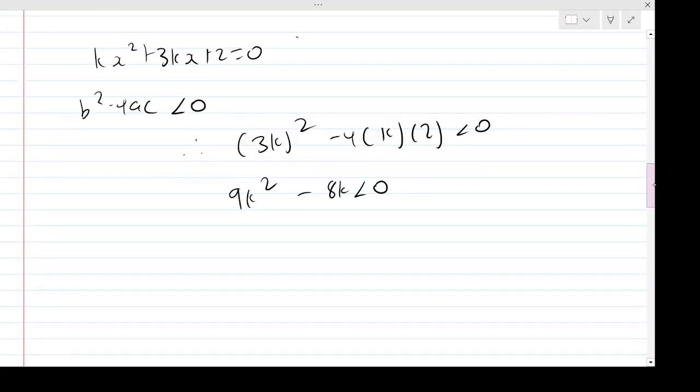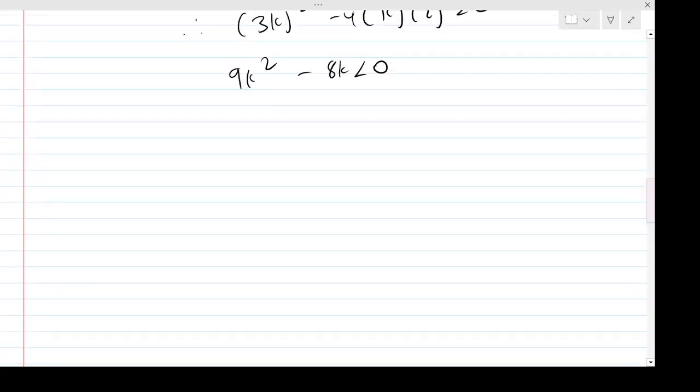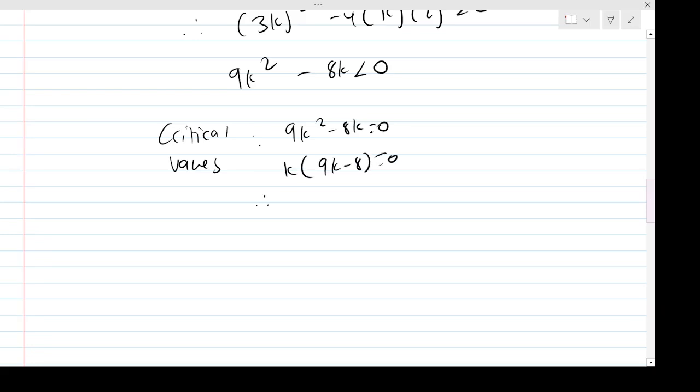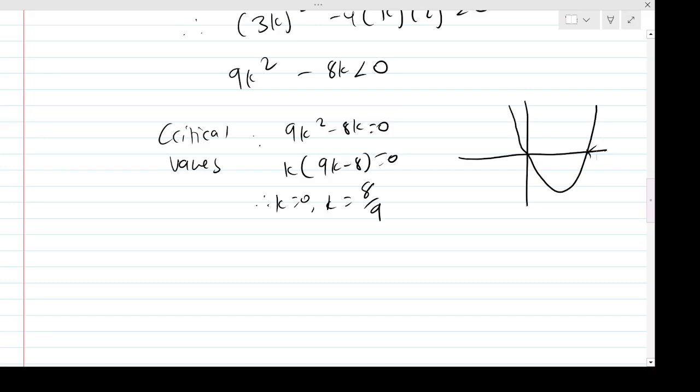Okay, then we can solve this quadratic inequality. So then the critical values, when we set it to 0, we'll get k lots of 9k minus 8. So therefore k equals 0 or k equals 8 over 9. So then if we solve this quadratic inequality, we've got my two roots. It would look something like this: 8 over 9 and 0. So we want it to be less than 0, this inequality. So therefore that means that k has to be between 0 and 8 over 9.